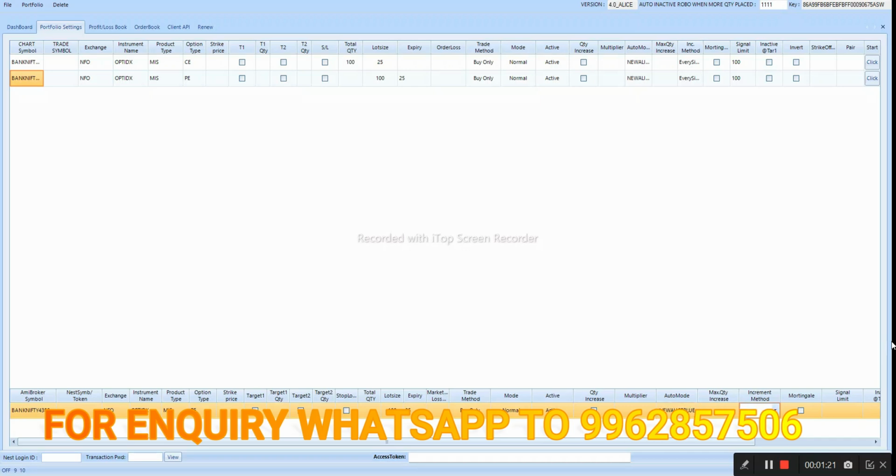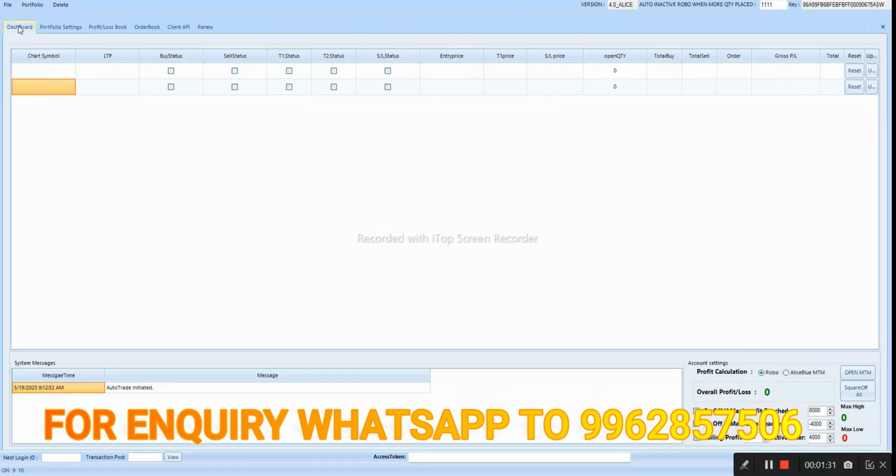Once it reaches the target, it will square off the position automatically. So now let's set profit to 50,000. Since we are trading with 100 lots, we are setting the profit here.